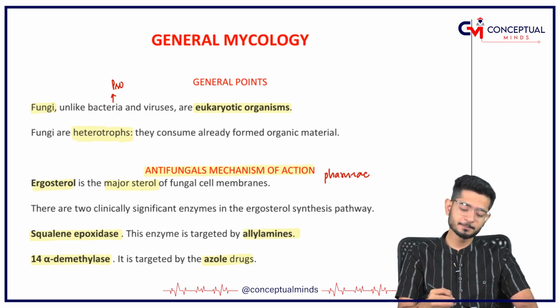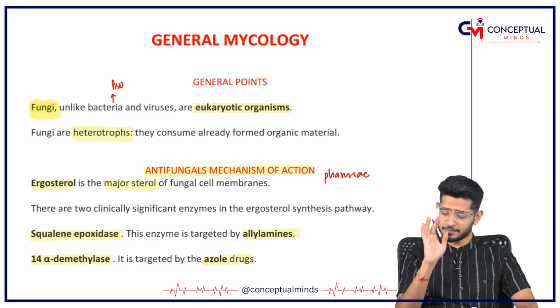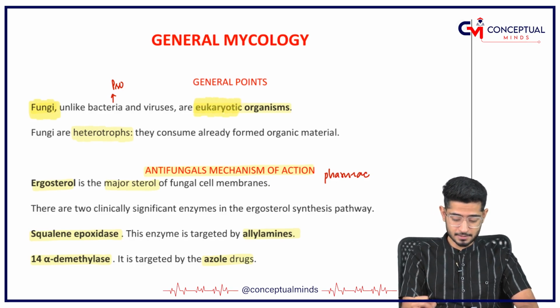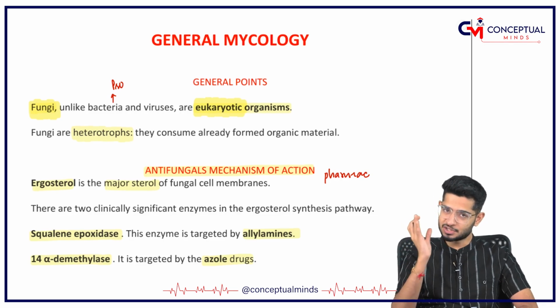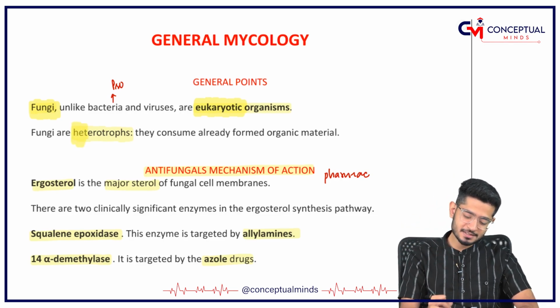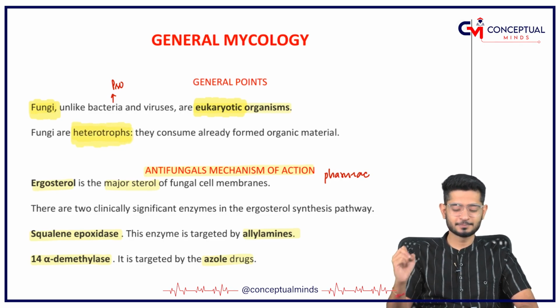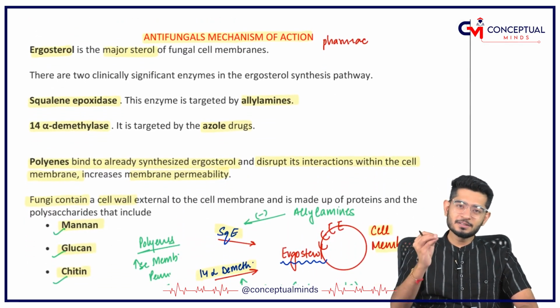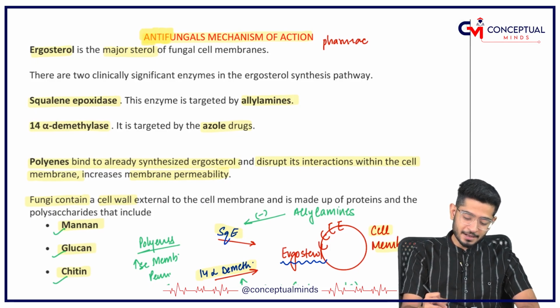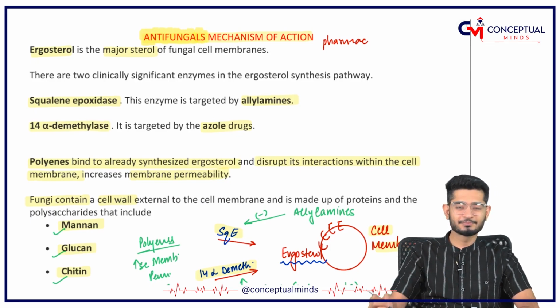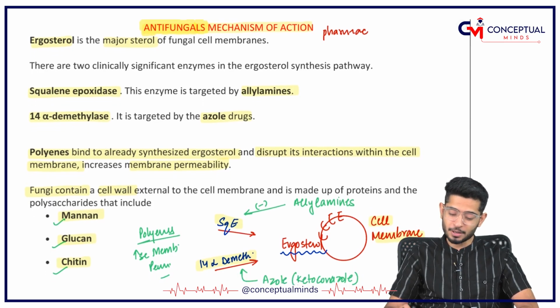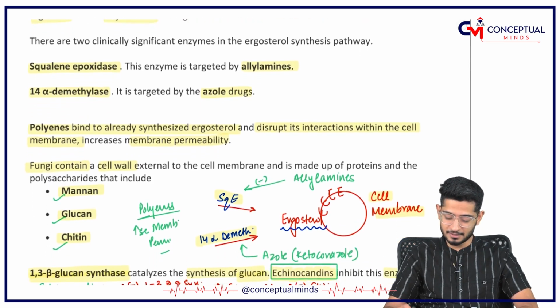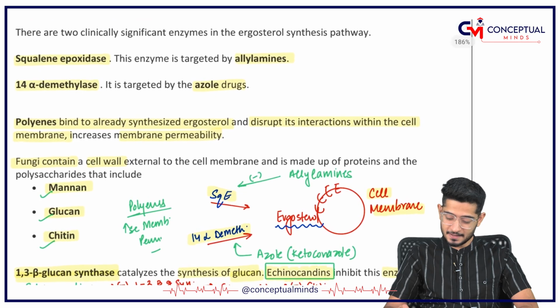So please remember, fungus is a eukaryotic organism, whereas bacteria and viruses are prokaryotes. But just like bacteria, fungus is also a heterotroph. Now please understand, what are the different mechanisms of action of antifungals? In order to understand the mechanisms of antifungals, let's quickly see this.